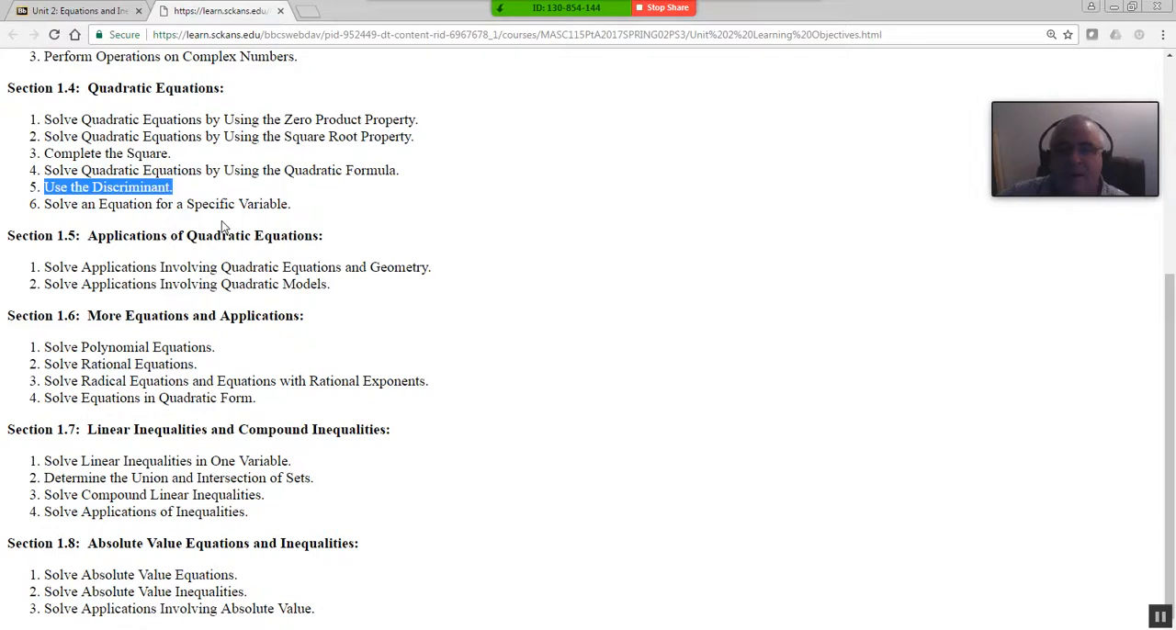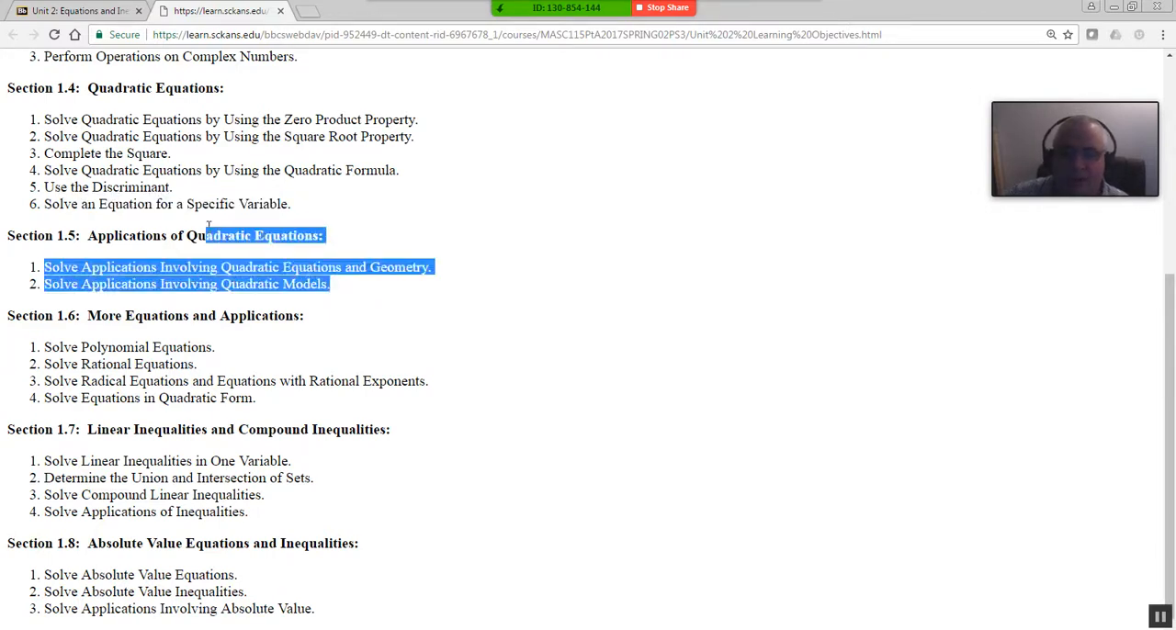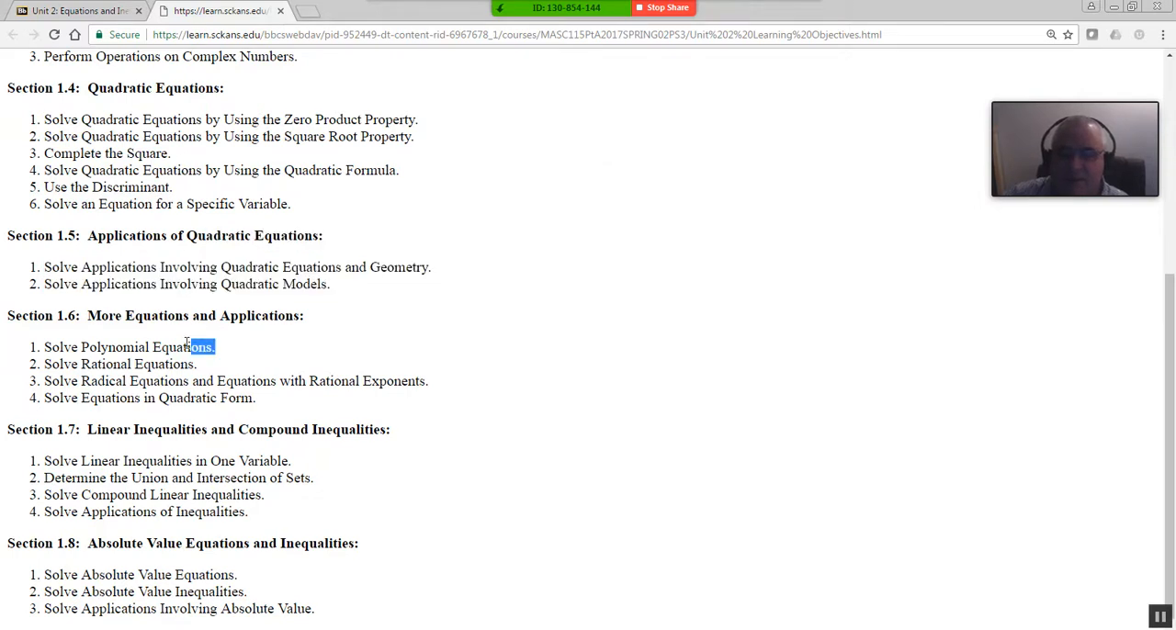Okay. Solve an equation for a specific variable. That's solving a formula for a variable, and we're seeing different types like that. You just may have to use the square root property to get the variable by itself. Okay, we're going to skip the applications, and we'll come down to section 1.6. Now we're going to solve a polynomial equation.